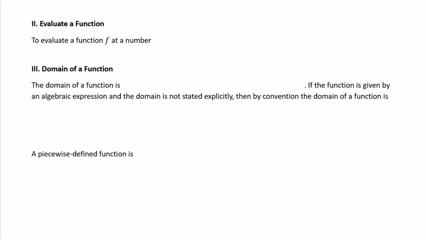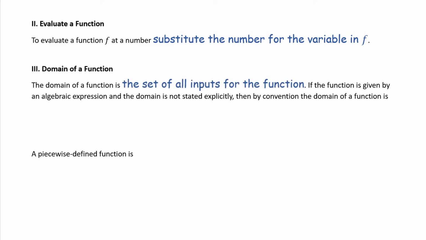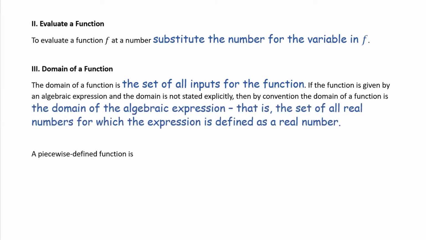2. Evaluate a function. To evaluate a function f at a number, substitute the number for the variable in f. 3. Domain of a function. The domain of a function is the set of all inputs for the function. If the function is given by an algebraic expression and the domain is not explicitly stated, then by convention, the domain of a function is the domain of the algebraic expression. That is, the set of all real numbers for which the expression is defined as a real number.